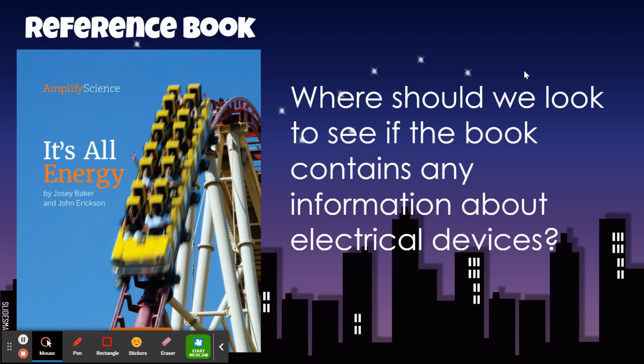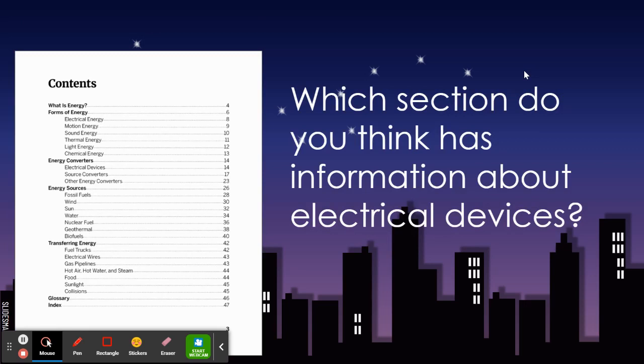But let's figure some things out. Where should we look to see if the book contains any information about electrical devices? Because that is what we want to know. What part of the book can we look in? Think about that. What text feature in this book helps us find out if there's any information on electrical devices? I bet you're thinking it. That's right, the table of contents. And which section in this table of contents, if you look closely, gives us information about electrical devices?